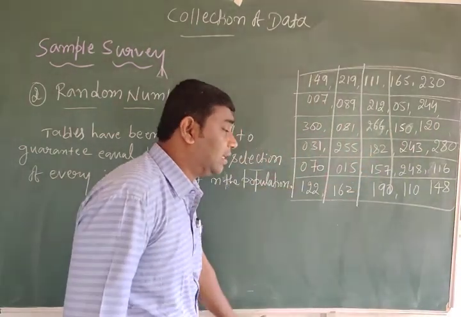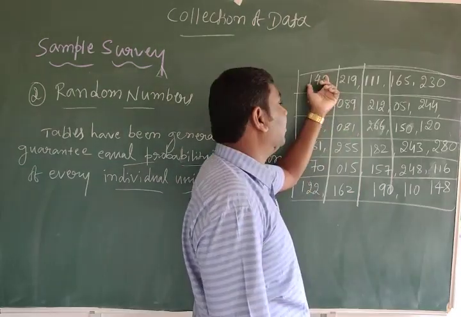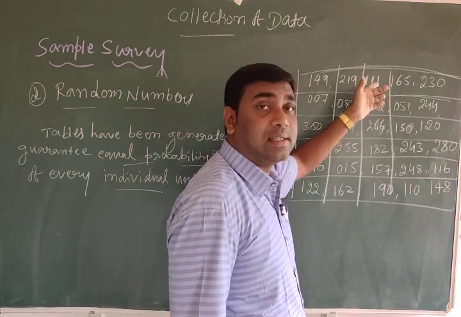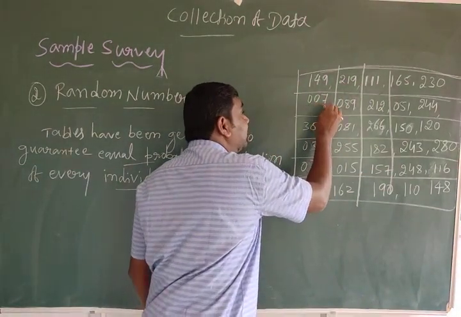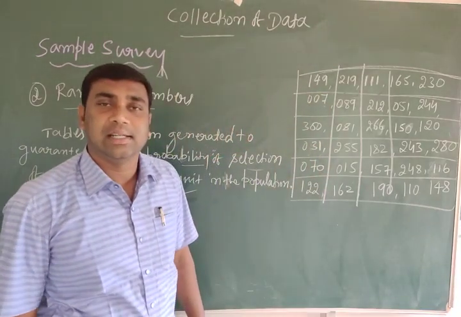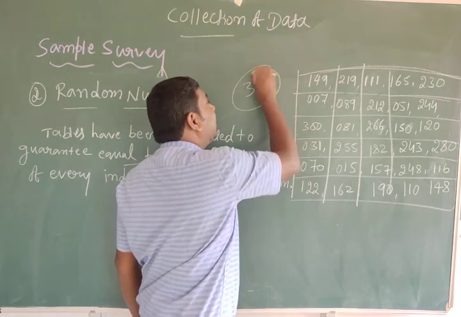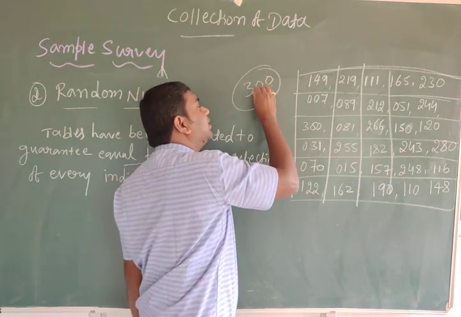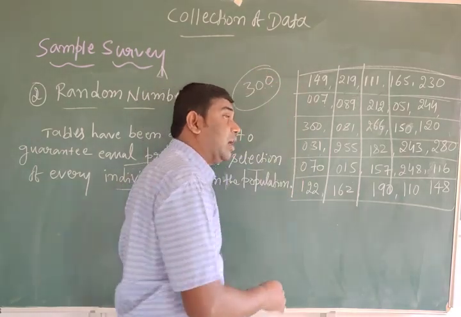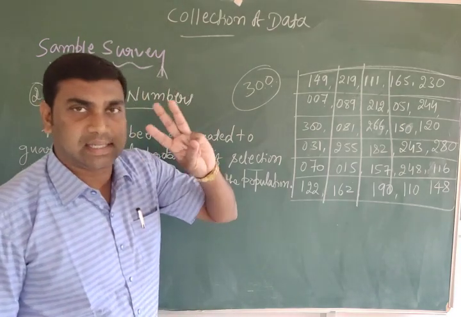Here there are numbers like 150, 149, 219, 39. Observe here the three digits. Why are we using three digits? Because we have to select out of 300, and 300 includes three digits: 1, 2, 3. That's why we are using three-digit numbers.